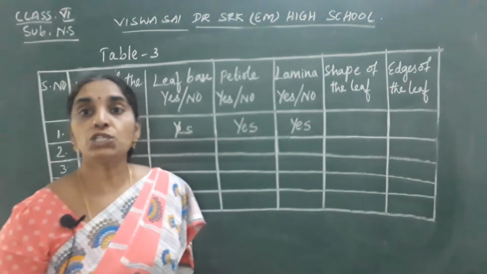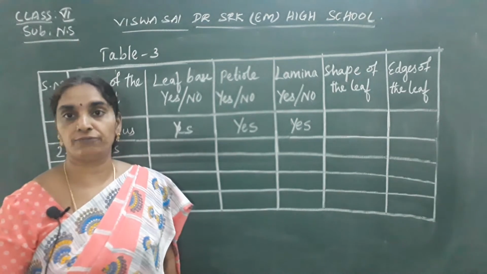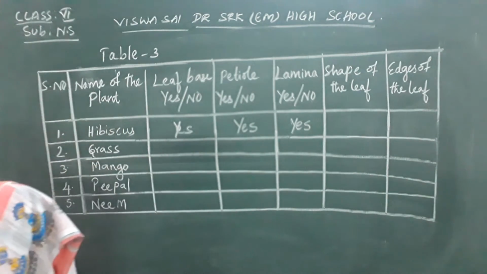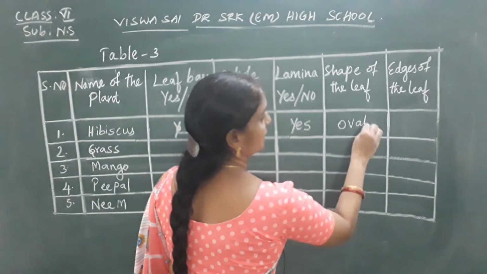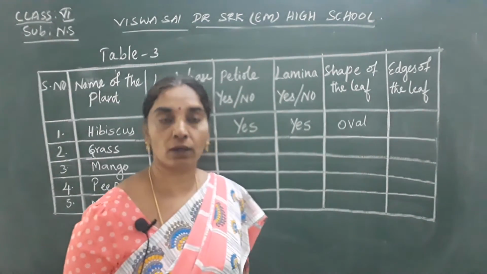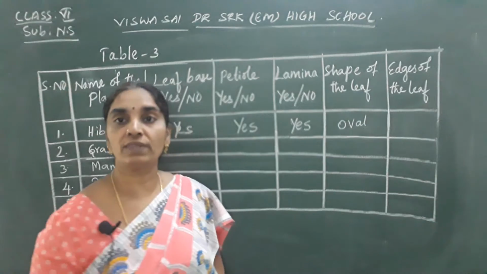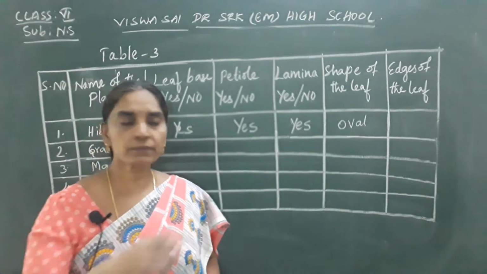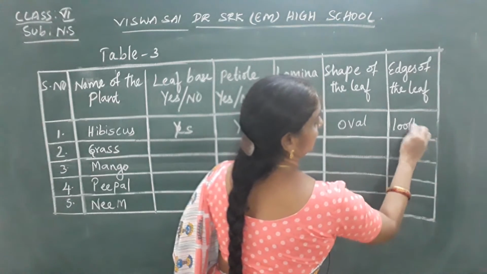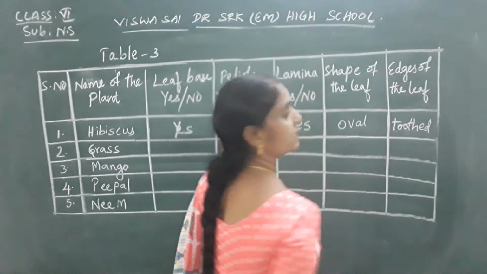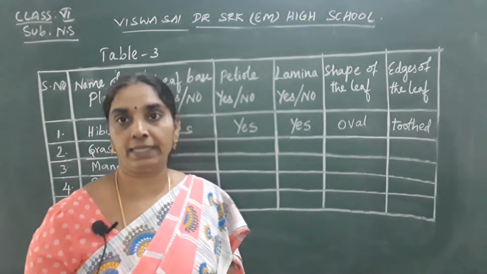What is the shape of hibiscus leaf? Shape of hibiscus leaf is ovate. So it is oval in shape, isn't it? So we can call it ovate or oval. Next, edges of the leaf, they are toothed. You can see the toothed edges, isn't it? So you can write down toothed, or it is also called serrated.